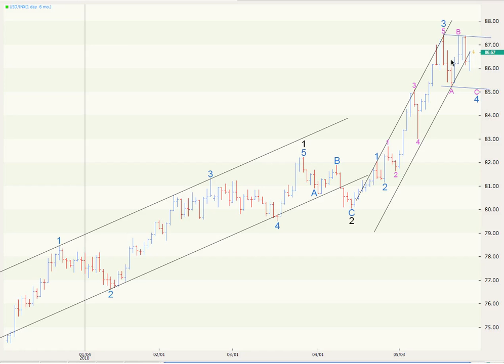So within this third wave, we've had a 1, 2, and a long expanded 3 with a 1, 2, 3, 4, 5, and now we're in wave 4 at blue or minor degree, with an A, B, which was a 99% correction of A, and now working on C pink down to end for blue.